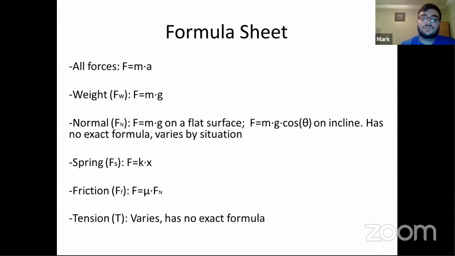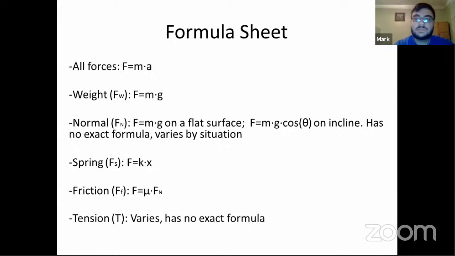Friction is equal to mu times Fn. Mu is just a constant, and different surfaces have different mu's. Mu is this U-looking letter. It's Greek. So ice would have a very, very low mu because there's little friction, whereas something like concrete has a much higher mu. It depends on the surface you're having friction on.